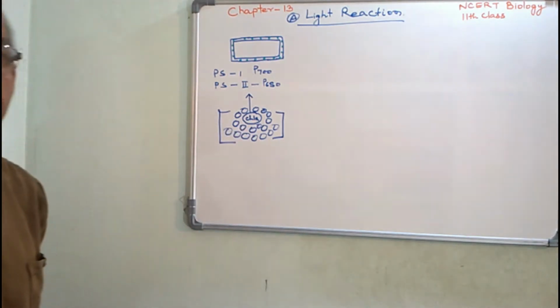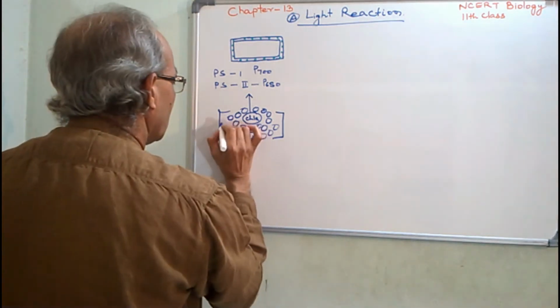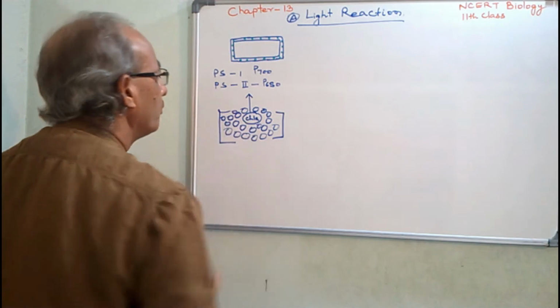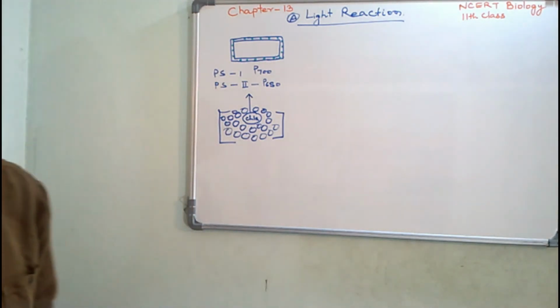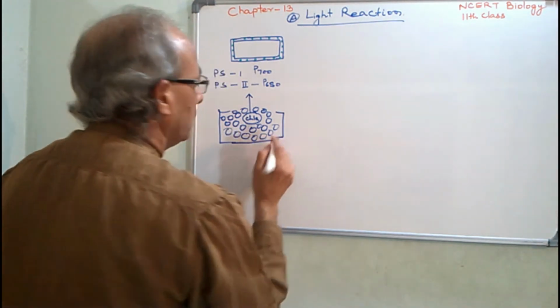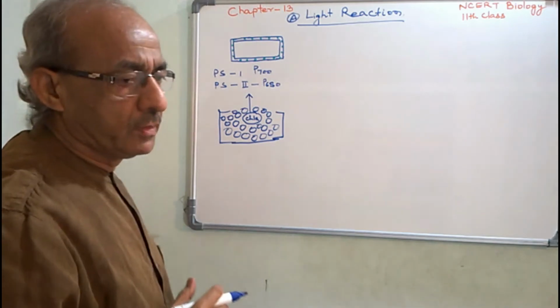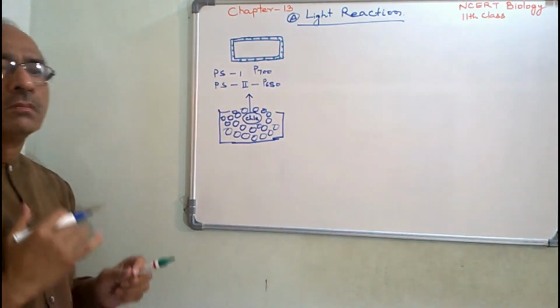These accessory pigments absorb the lights of various wavelengths. So they provide a wider range of absorption of the light.